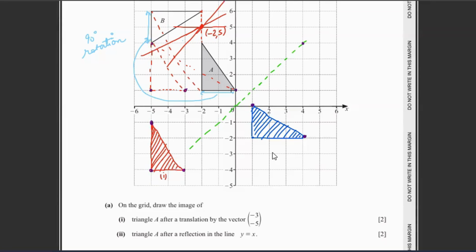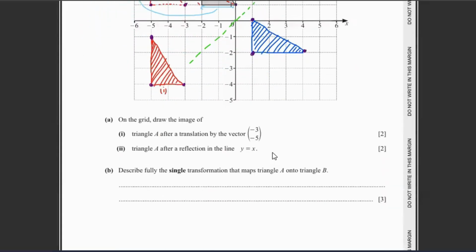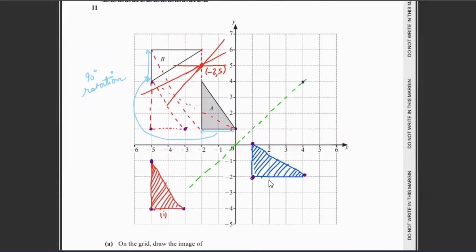Similarly we have 1, 2, 3 units distance, 1, 2, 3 units distance. So you join the points and you'll get the image of triangle A. Now the next part, part B, is to describe fully the single transformation that maps triangle A onto triangle B. For this triangle A and this triangle B, let's say this is the base, and the base is basically rotated. This is a 90-degree rotation, and it is a clockwise 90-degree rotation.